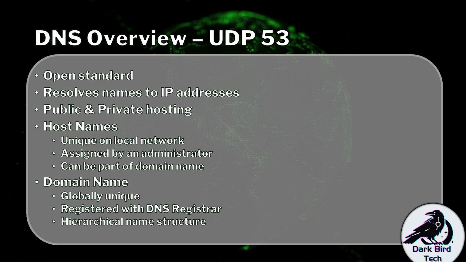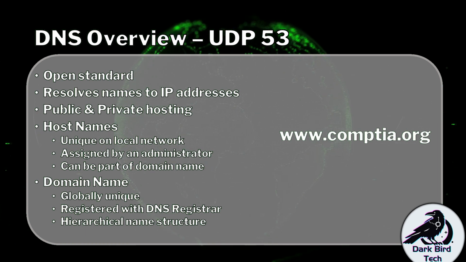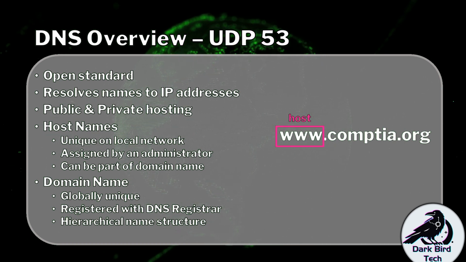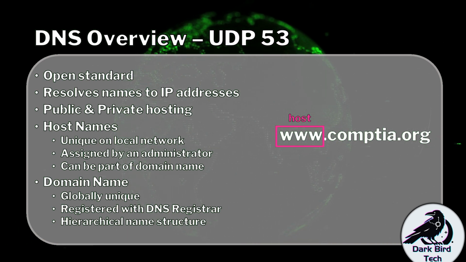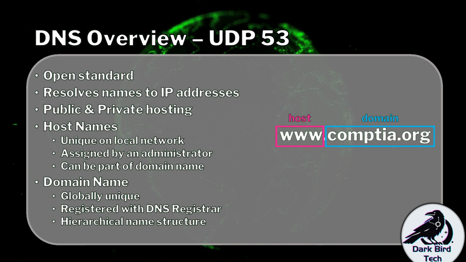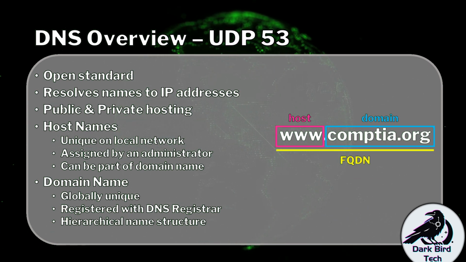Now, if we use a website like www.comptia.org as an example, what we have here is quite a few things. First of all, the www bit, that is actually the host name. Yes, there will be a server called www in CompTIA's network, or wherever it is they're hosting their website. And then the rest of it, that will be the domain name, the comptia.org portion. And those two things together give us what's called a fully qualified domain name.